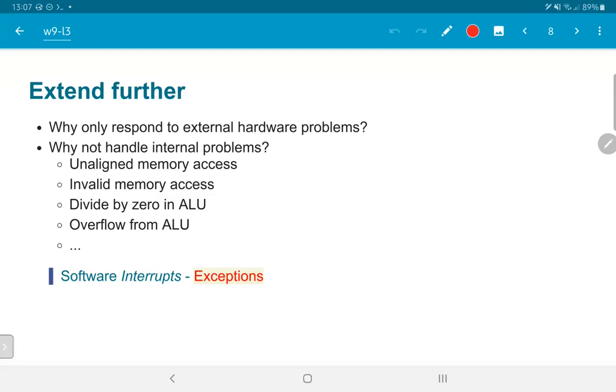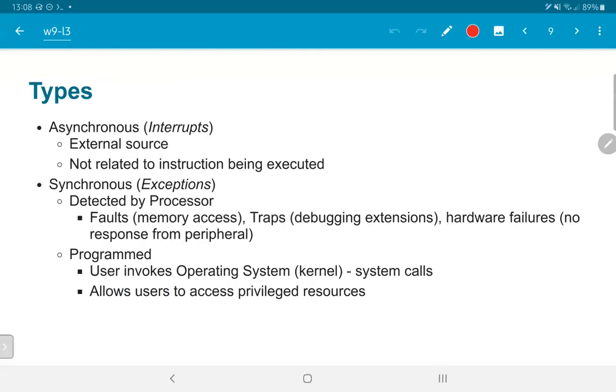These are typically some kind of software errors or software problems. So rather than calling them interrupts, they are typically called exceptions. Based on this, we can broadly look at two different types of interrupts or exceptions. One are the asynchronous, which are usually called interrupts. These have an external source. They come from outside the CPU and are typically not related to the instruction currently being executed.